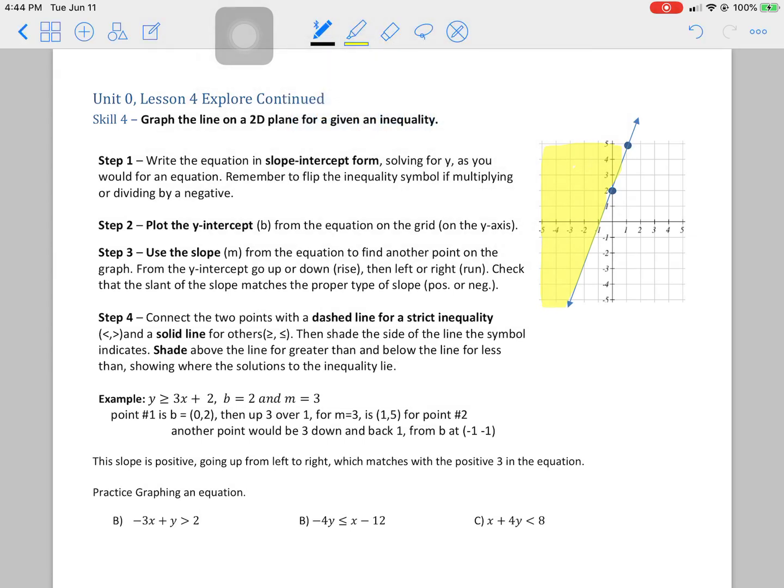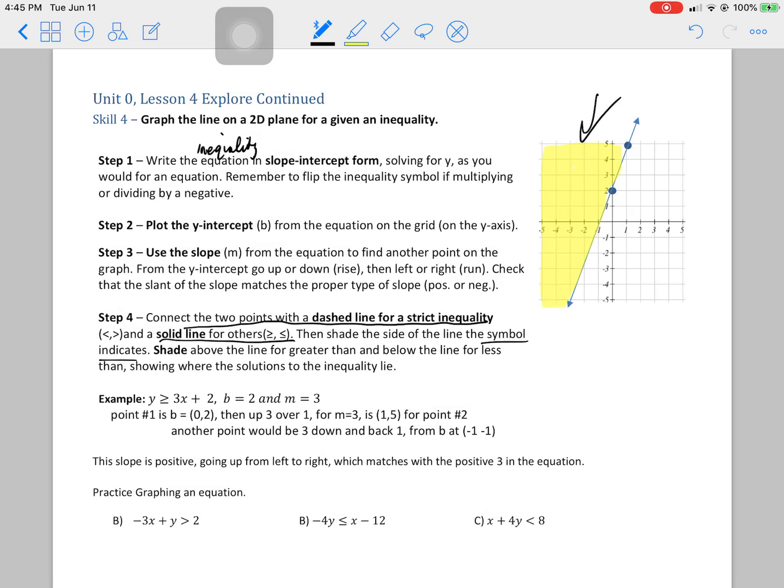All right, so it says step 1, write the inequality in slope-intercept form, solving for y as you would for an equation, okay? Remember to flip the inequality symbol if multiplying or dividing by a negative. So that still applies from the other sections for inequalities. Then you need to plot the y-intercept from the equation or the inequality, either one. Use the slope in the equation to find the other point. Connect the 2 points with a dashed line for a strict inequality and a solid line for the others. And shade the side of the line that the symbol indicates.